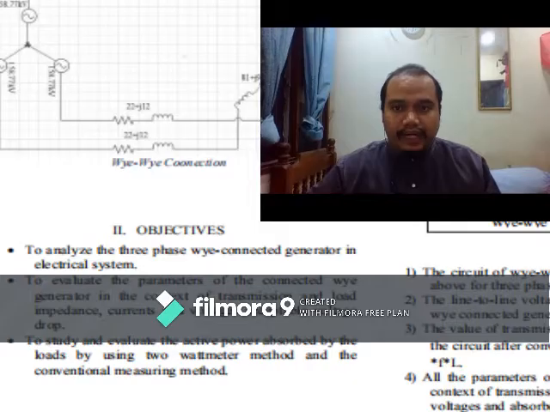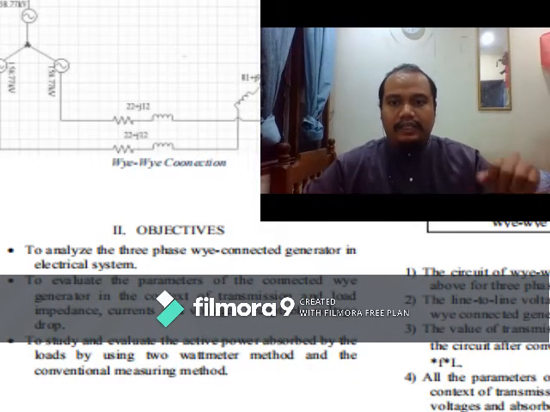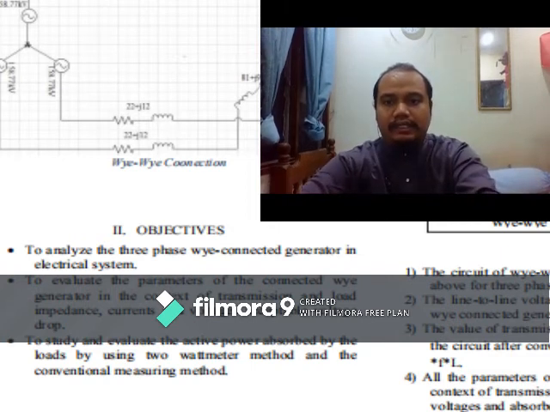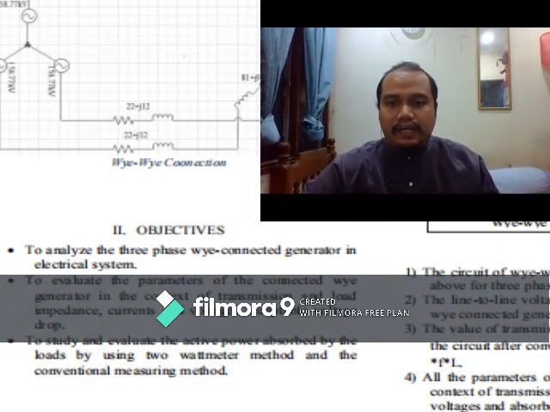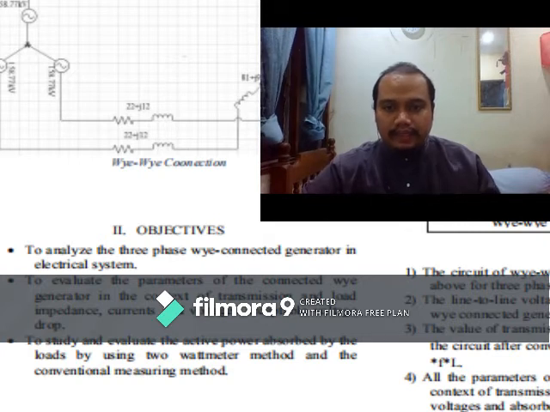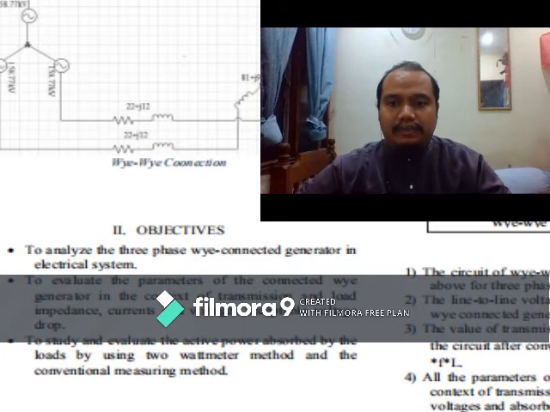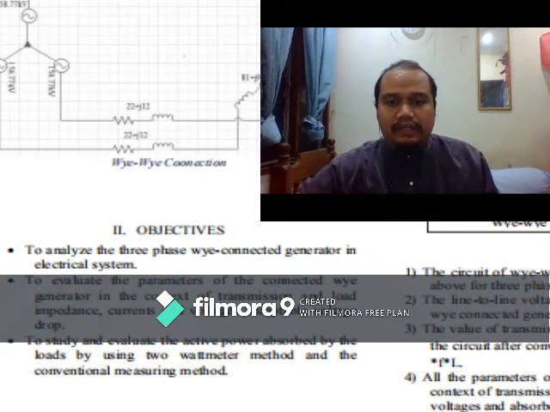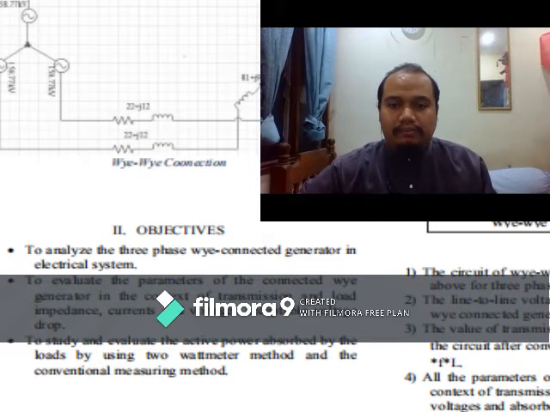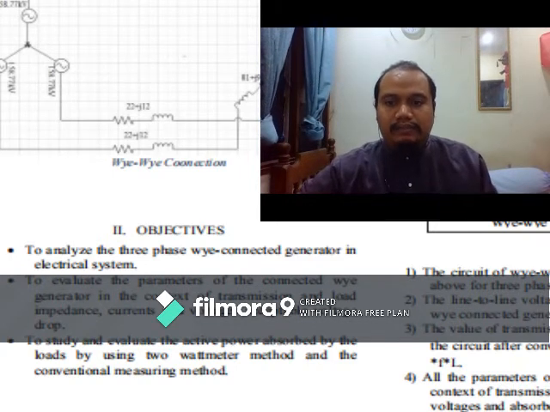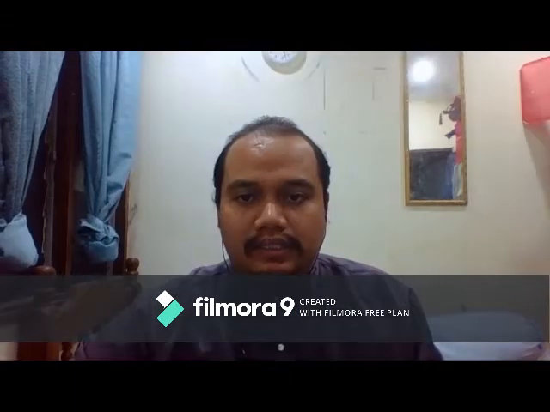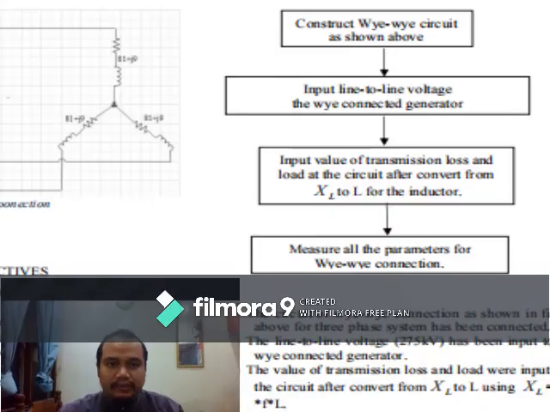From the objective, I analyze the three-phase Y-connected generator in the electrical system and evaluate the parameters of the connected Y generator in the context of transmission and load impedance, current and voltage, acceptable voltage drop, and evaluate the active power absorbed by the load by using the two-wattmeter method and the conventional measuring method. As you can see, I use the flowchart method to construct the YY circuit as shown above.